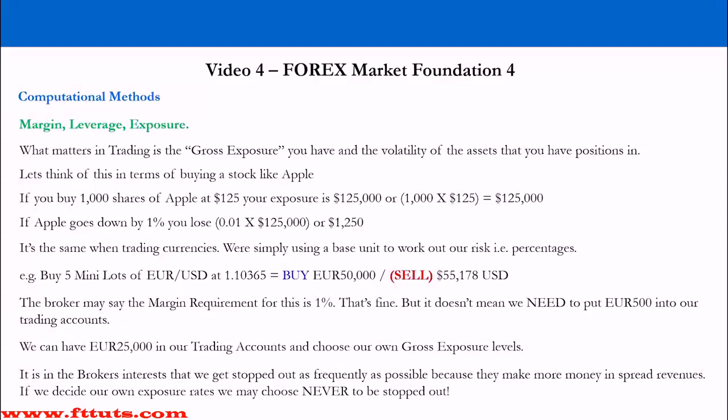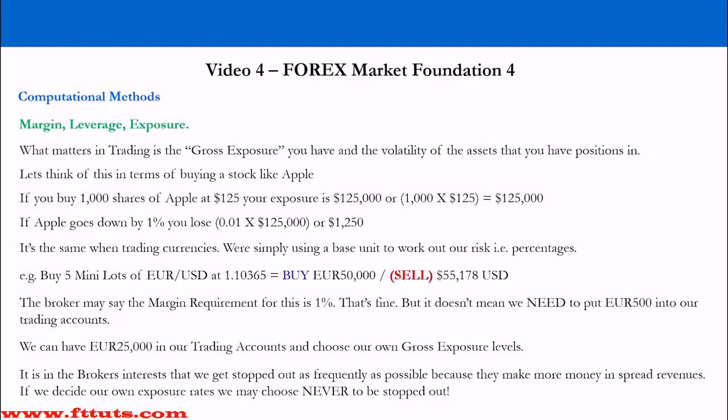So let's say we bought 5 mini lots of euro dollar at 1.10365. That's going to be 50,000 euros, so in base currency, 50,000. And it's going to be 55,178 US dollars, so in quote currency, 55,178. And let's say the margin requirement at the broker is 1%. That means you'd have to put up a minimum of 500 euros.